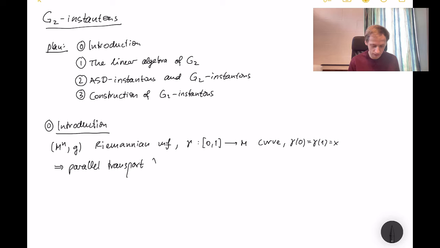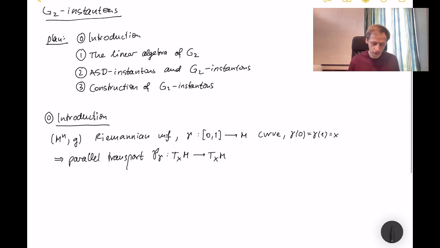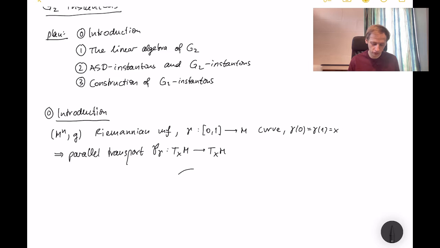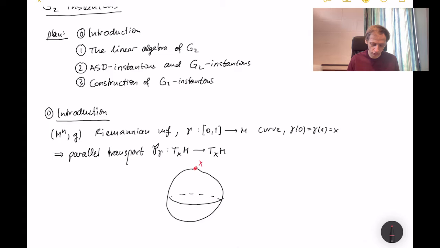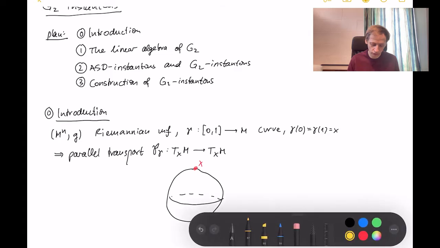Say P_gamma, and that will be a map from the tangent space in the starting point to the tangent space in the end point, which in our case are the same point. So the picture is like this. We have our manifold here and some starting point x, and then a curve gamma in this manifold.